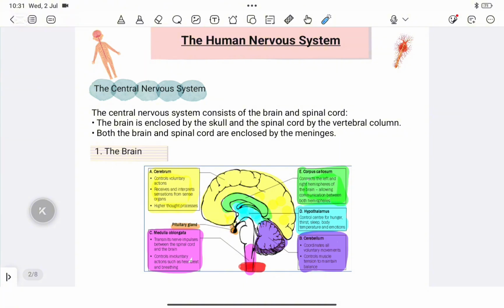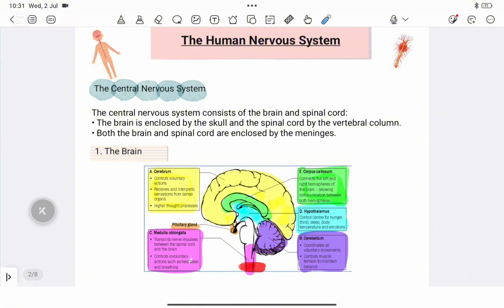Okay? Now we're going to move on to the part that is highlighted as blue, that is the hypothalamus, and that controls your hunger, your thirst, your sleep, your body temperature, and your emotions. Then the part that is highlighted as green is called the corpus callosum, and that connects the left and right hemispheres of the brain. If you remember in geography where you learnt about the northern and southern hemisphere of the earth, basically the same thing here. The brain is divided into the left and right hemispheres. So the corpus callosum is responsible for allowing for communication to happen between the two hemispheres.